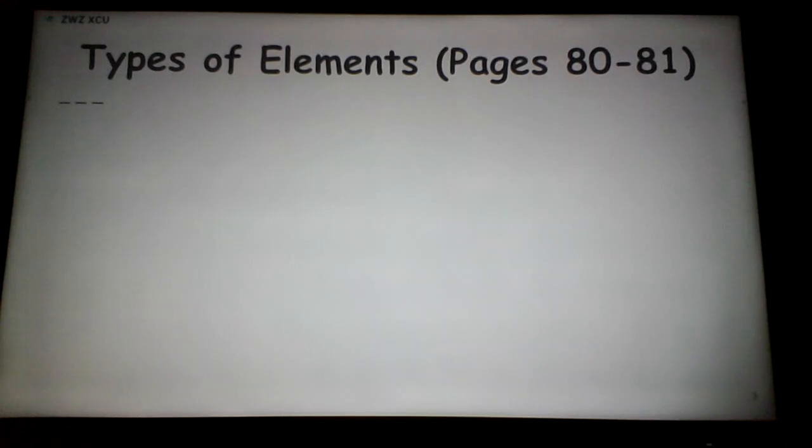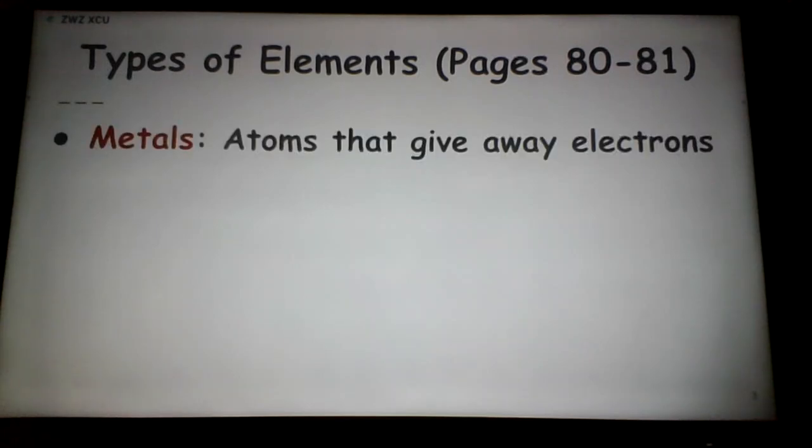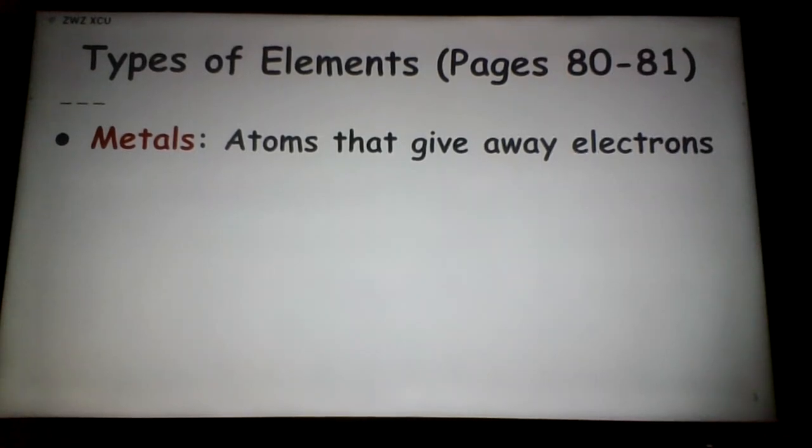Types of elements. Find even more on pages 80 and 81. You saw that I drew that staircase, and the atoms to the left, except for hydrogen, we called metals. Now you know a lot of metals already: iron, copper, zinc, cobalt, magnesium, gold, and silver. These are all kinds of metals. And the definition of a metal is simply an element whose atoms give away electrons, namely those valence electrons that we've talked about a few times before. It's the valence electrons that cause atoms to combine. And again, before long, we're going to see how those atoms start to combine.